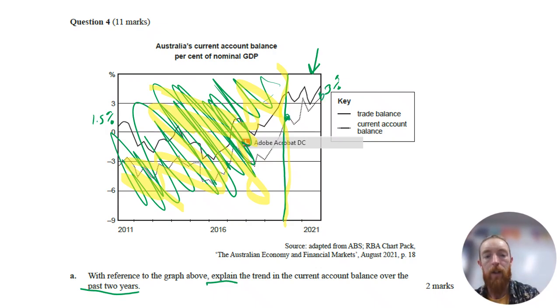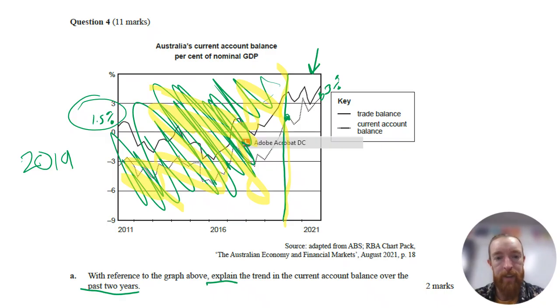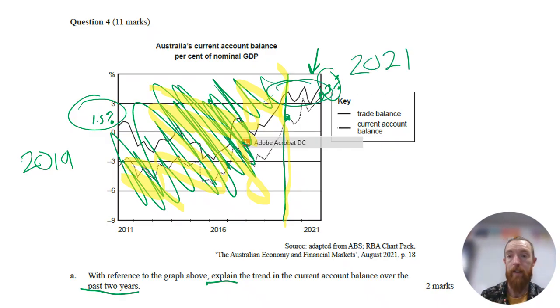When we're explaining the trend, what we need to do is say where we started, where we finished, and what direction we are going in. And with explaining the trend, we'd probably want to give some detail about what is occurring. So here we would say that we are in a surplus of 1.5% of GDP in 2019. And since then, the current account surplus has increased to over 3% in 2021. And if we want to suggest why that is, that could be because of the trade surplus that is occurring based on that other line.